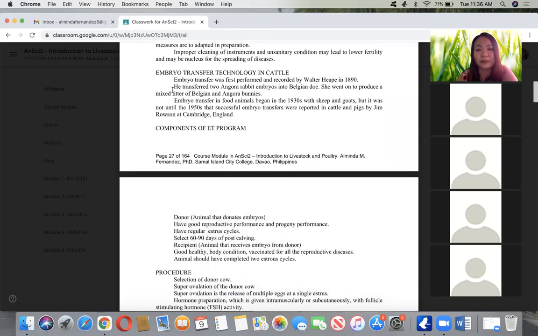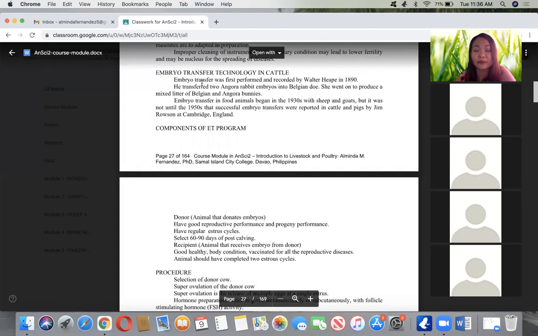We also have the embryo transfer technology. Embryo, no, it is already fertilized and then it is just introduced into a surrogate cattle.